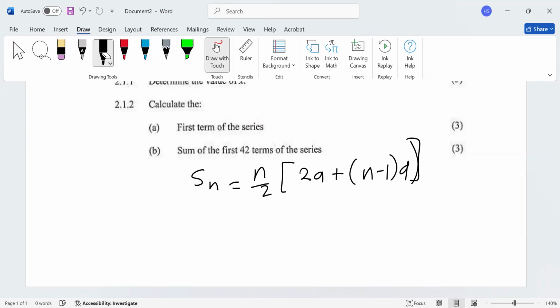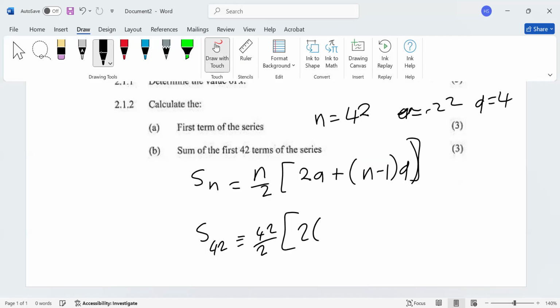Okay, let's correct our formula. What is n? 42. What is A? Minus 22. What is D? 4. We are told that one. And then we say S42 is going to be equal to 42 all over 2, open bracket 2 multiplied by minus 22 plus 42 minus 1 multiplied by 4. There's no sign there.